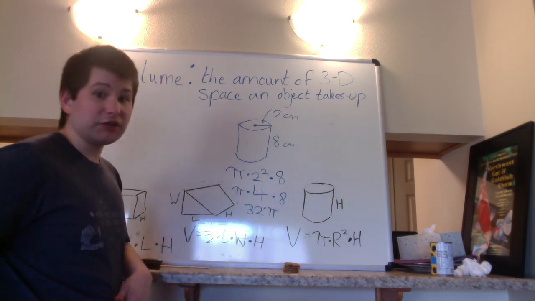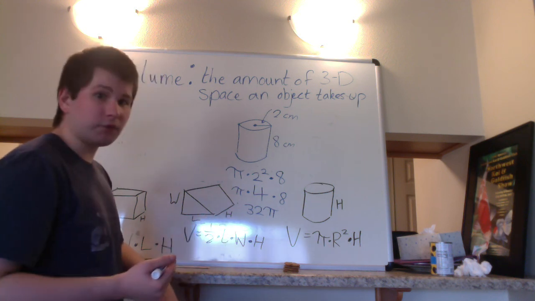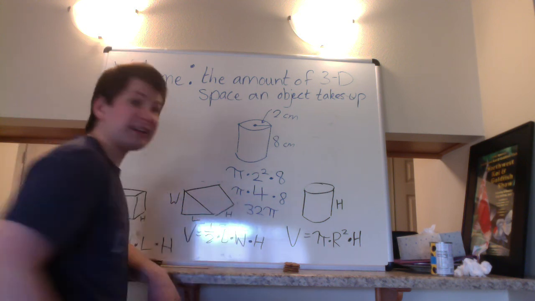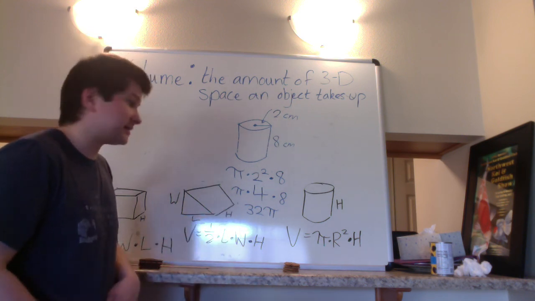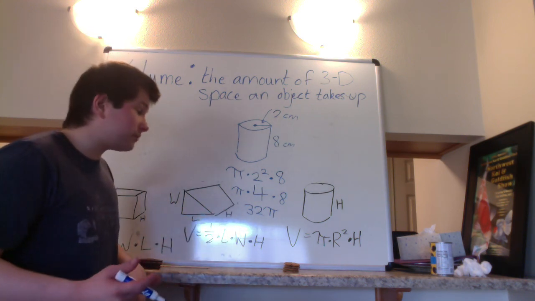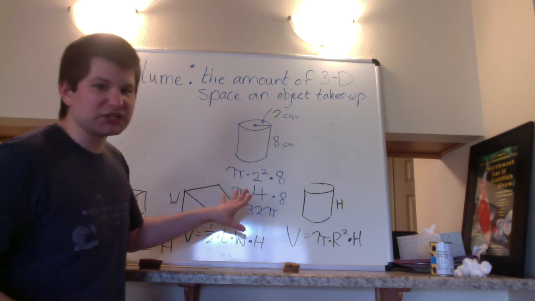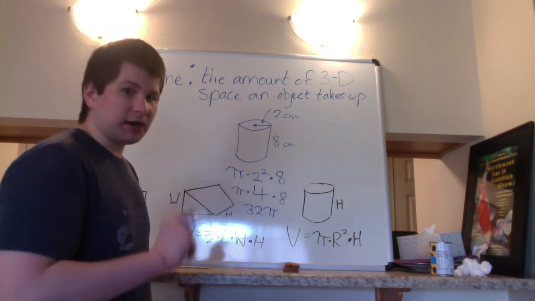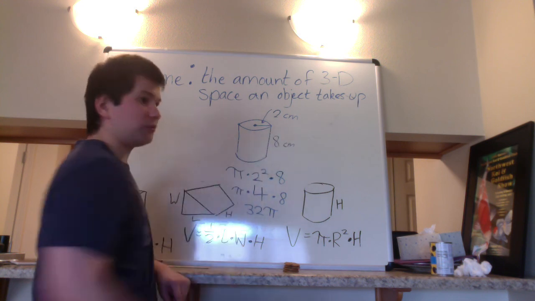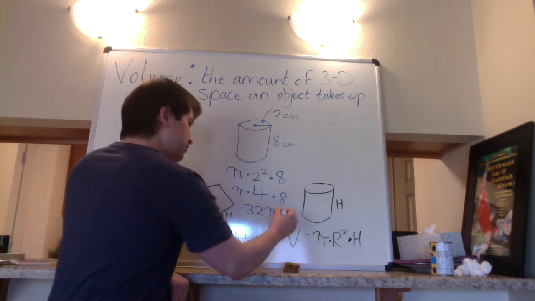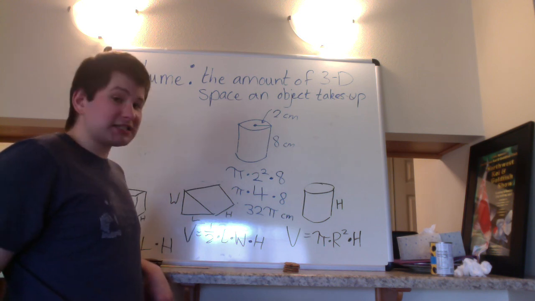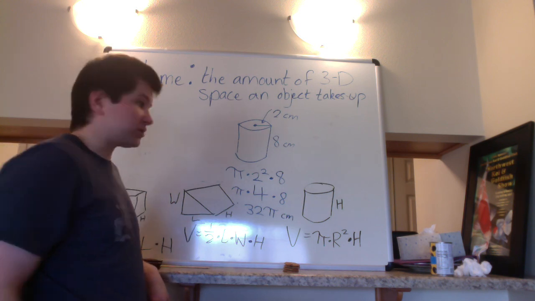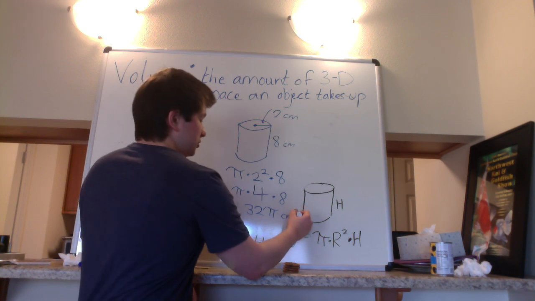That's fine. If you want to plug in 3.14 and calculate a decimal of this, it'd probably be around the range of 100 as a decimal. You're welcome to do that, but I'm just going to keep it as 32 pi. But I want to make sure that I throw on that we were measuring in centimeters. And we don't want to just put centimeters. We're talking about volume, so it needs to be centimeters cubed.